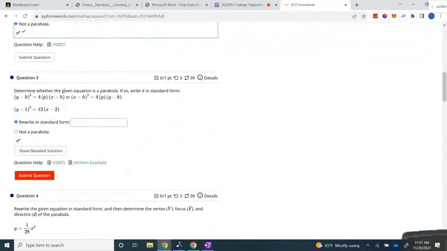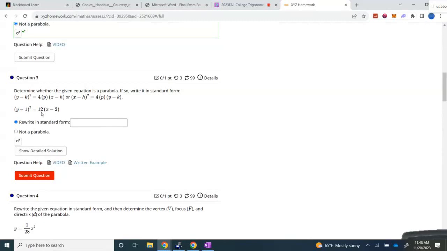All right, the third question says determine whether the given equation is a parabola. If so, write it in standard form. So we have y minus 1 quantity squared is equal to 12 times x minus 2. So that's written out as a parabola that's not at the origin, because I have y minus 1, and then I have x minus 2. So it would be a parabola because only the y is squared.